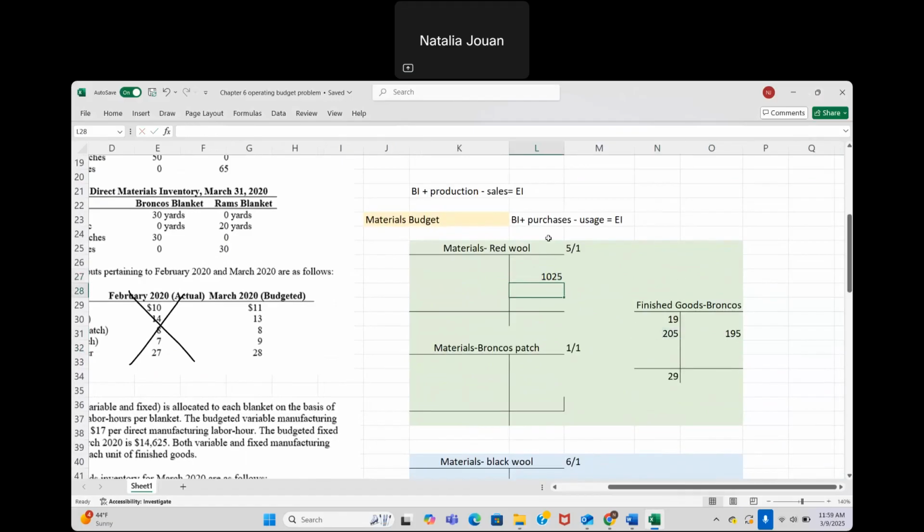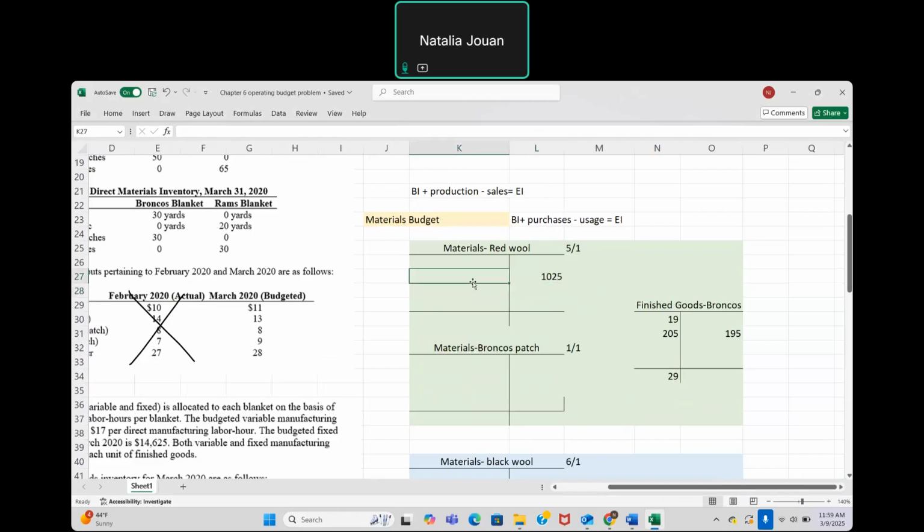And here's the basic formula for the materials. The beginning inventory plus the purchases minus the usage will equal the ending. Okay, so instead of production and sales, now this changes to see the difference. This is for output, this is for input. Okay, so we're going to be using 1,025 yards.